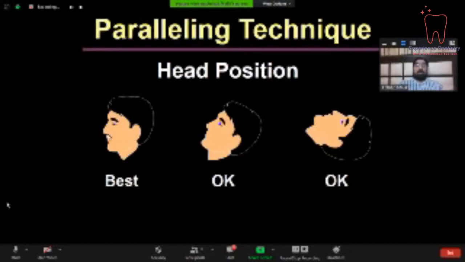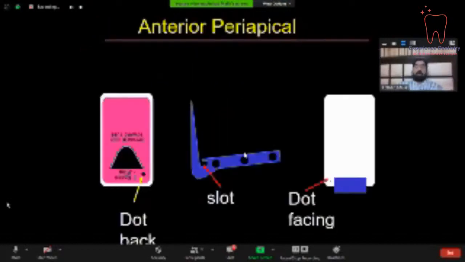This is the best way to take the radiograph. You can tilt it like this for the upper, and for the lower sometimes you have to go like this. These are the three positions as well for the parallel techniques. So these are the slots which are made in the instrument to engage this. This is facing towards this area, which is facing toward the floor. So this is the slot where it is engaged.